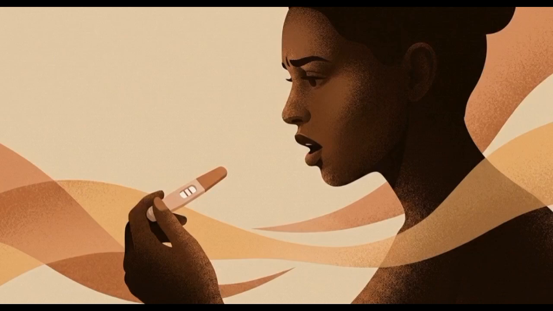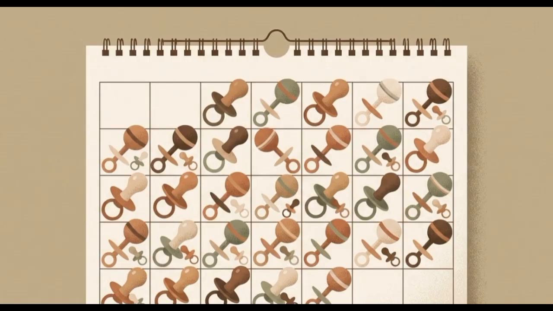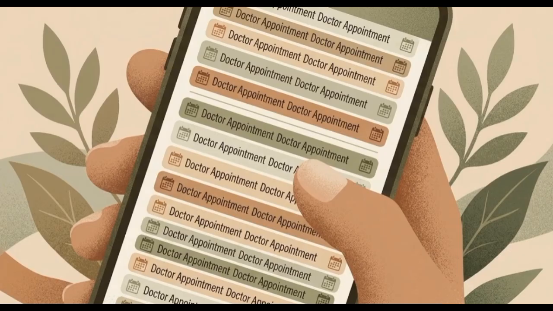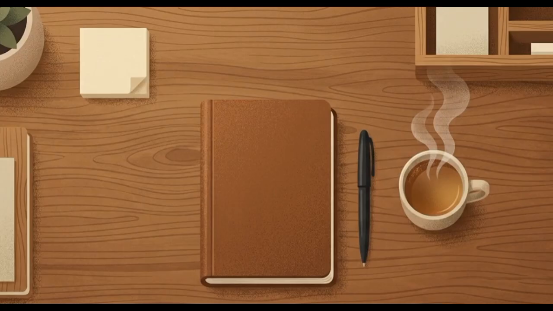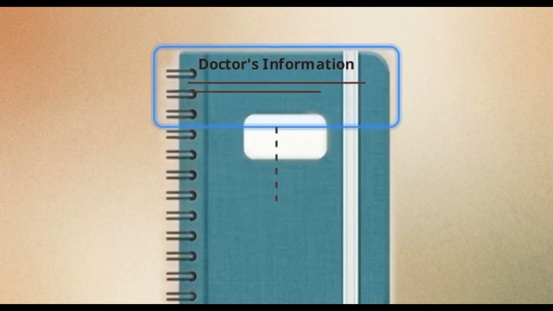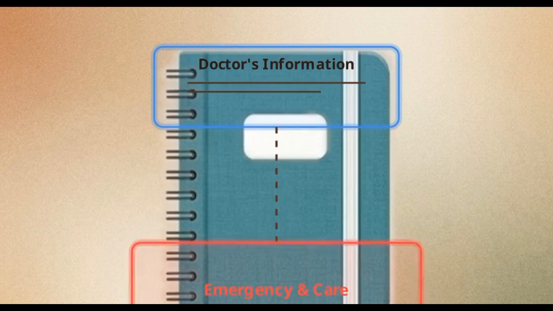When you first see that positive test, the amount of information you need to process arrives all at once. You have to track developmental milestones, filter through dietary rules, and schedule months of appointments. To manage this, we are going to organize that information into a structured physical pregnancy action plan, anchor for the emergency protocols we will set up at the bottom of the page later on.